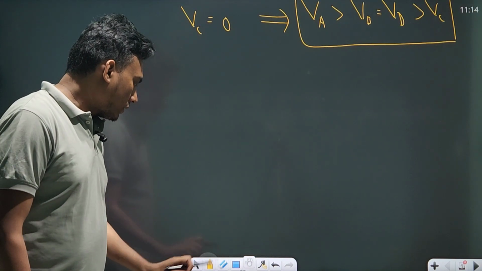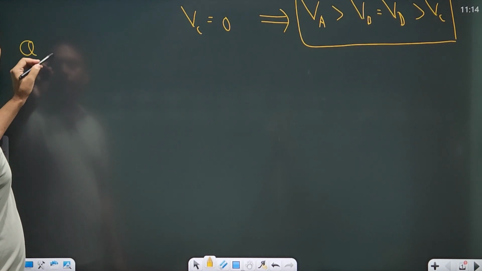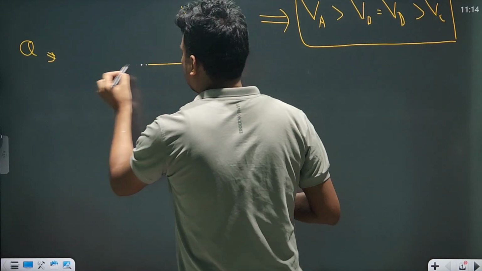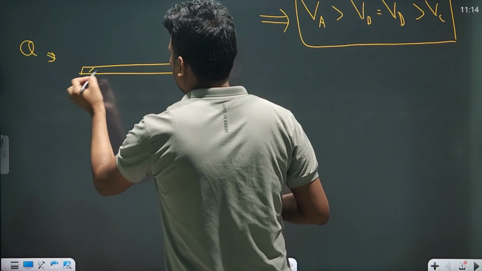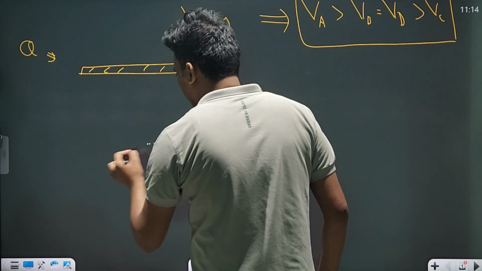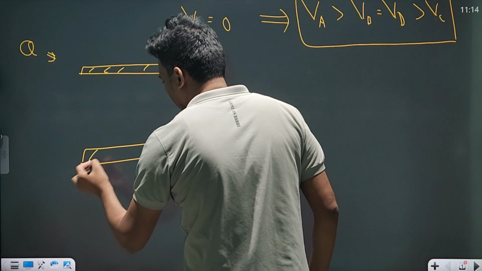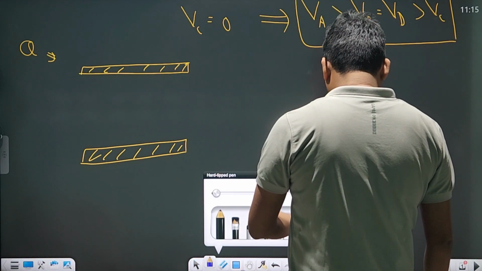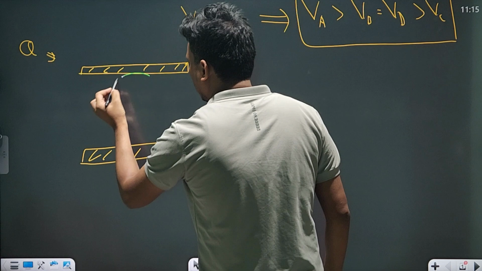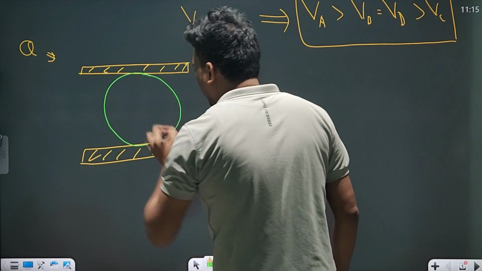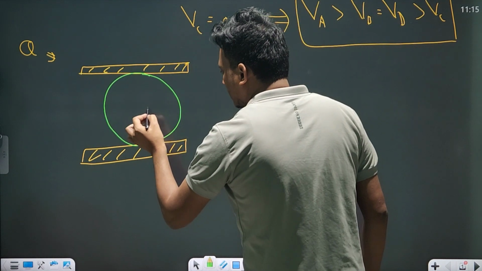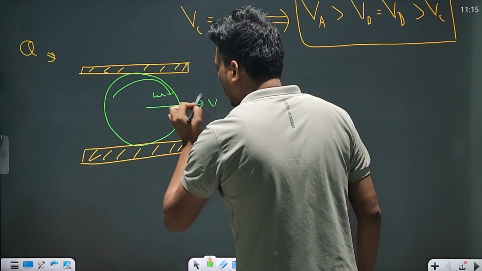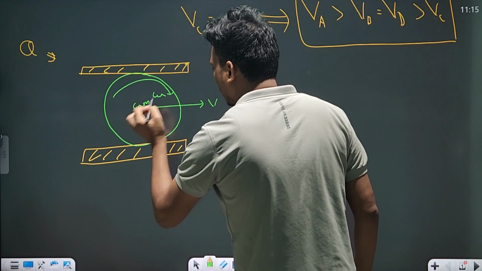Now we discuss one more question related to pure rolling. Suppose this time we have two platforms, one here and one here, and between them I draw a wheel which is doing rolling motion. Rolling means the center of mass has speed v, and again I consider the clockwise angular speed omega. This is the center of mass, omega.